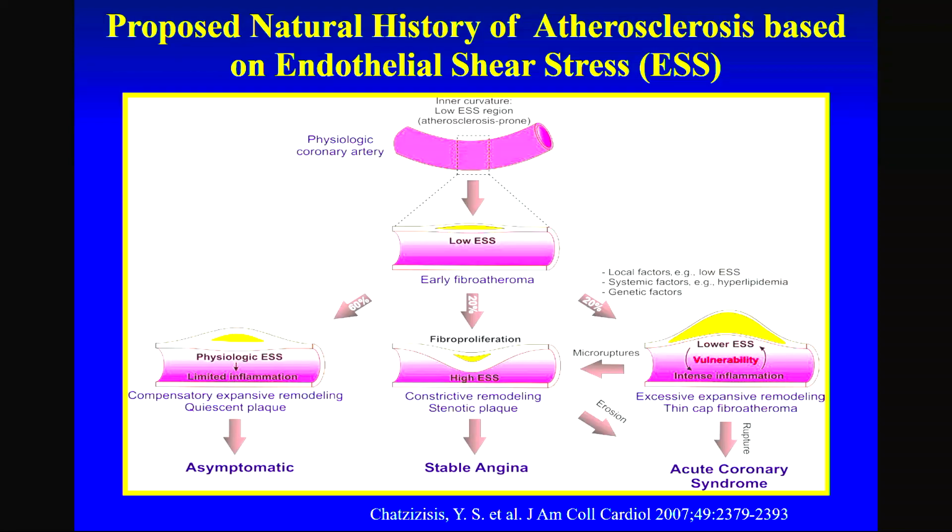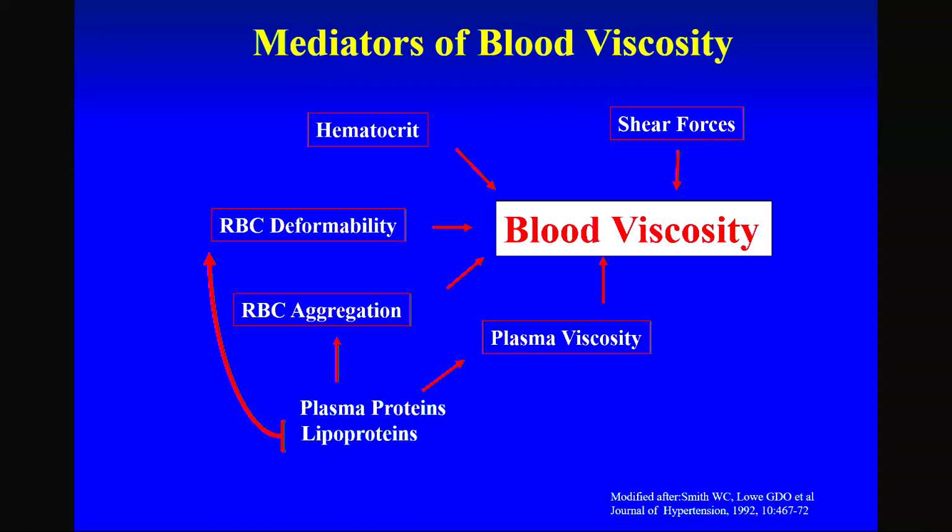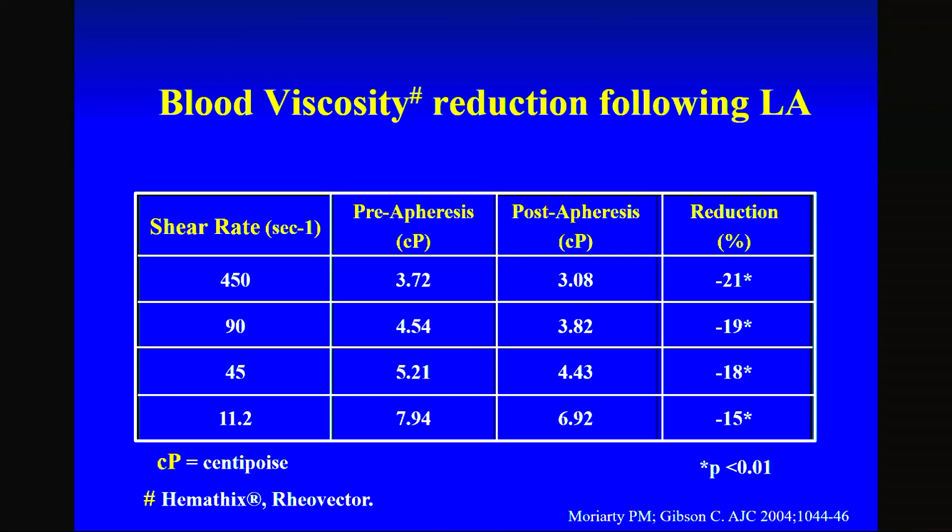And as we know now, this is the belief of how atherosclerosis develops with endothelial shear stress, which can be either high shear stress, which causes fiber proliferation, physiological shear stress, or the low shear stress, as I mentioned, which can cause the acute coronary event. These are mediators of blood viscosity. Let me move ahead because why I'm bringing this up is apheresis.